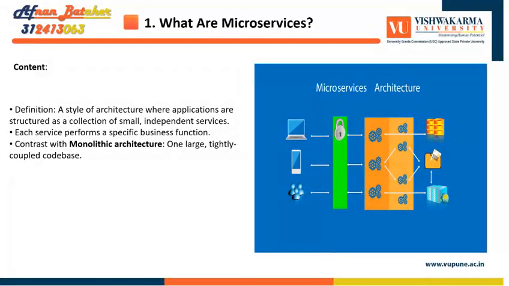What are microservices? Definition: a style of architecture where applications are structured as a collection of small, independent services. Each service performs a specific business function. Contrast with monolith.